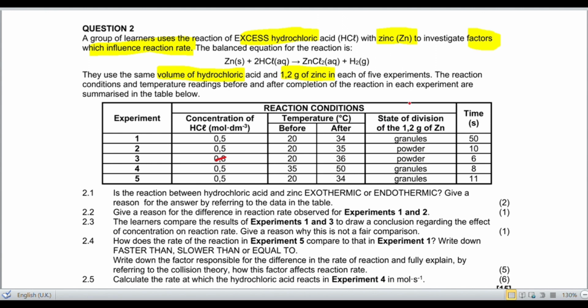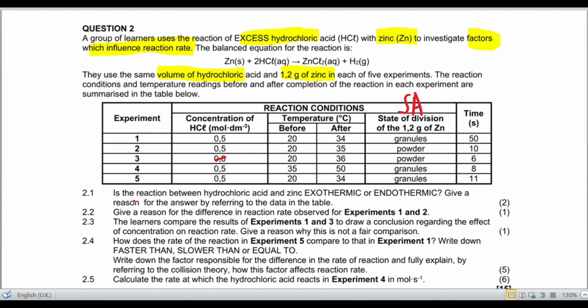So we have the state of division. This state of division is also known as surface area. Granules have a smaller surface area. Powder has a greater surface area. Powder, greater surface area. Granules, smaller surface area. So these are the factors.